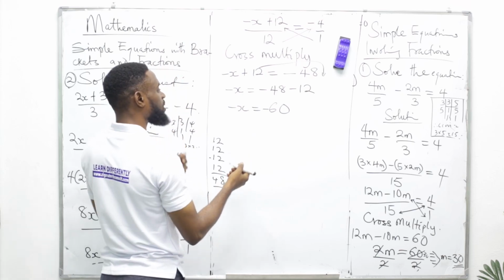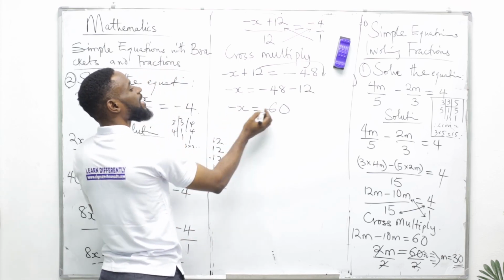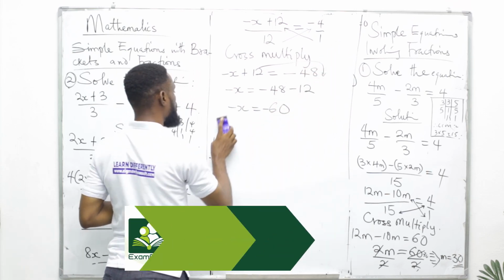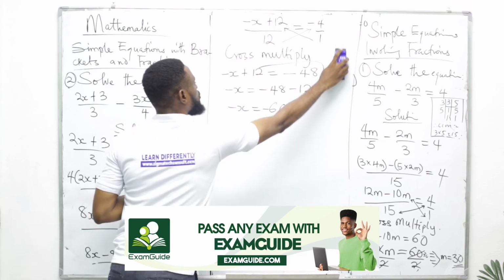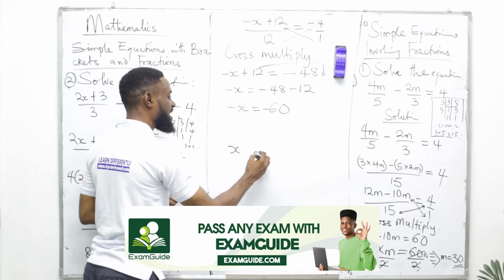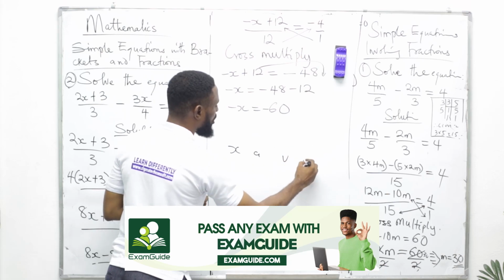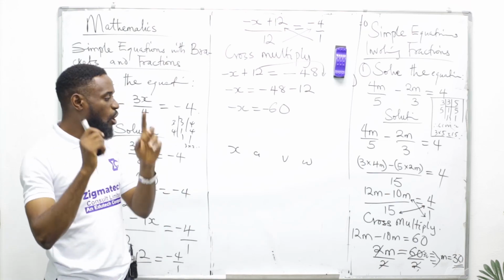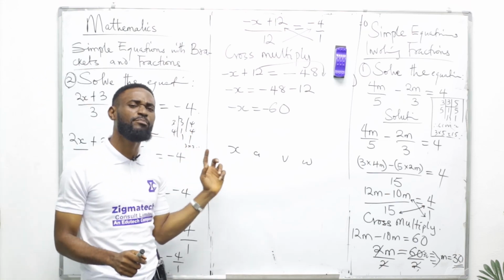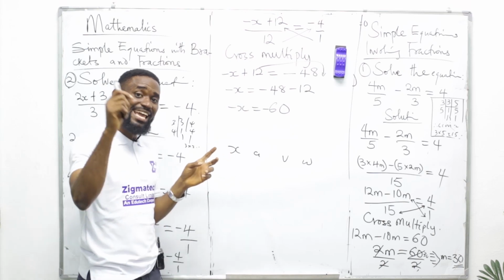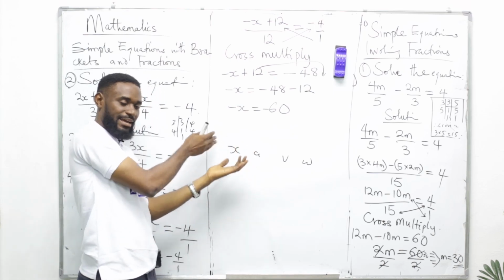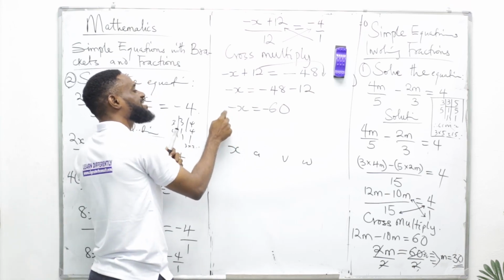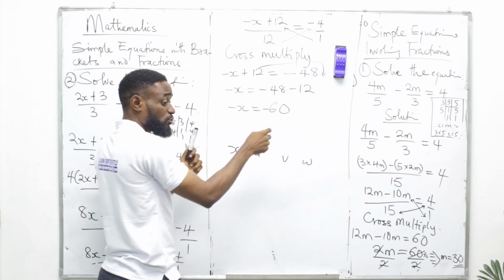So what do we do now? Because there is a negative sign here and there is a negative sign here, we can divide both sides by the coefficient of x. Hope you know that the coefficient of x there is minus 1. The coefficient of x here is minus 1. x, a, v, w, any of these alphabets that represent a number in mathematical terms, always know that there is an invisible coefficient. There is an invisible 1 at their back, which is their coefficient. So if we say minus x, it means minus 1x. Do you understand that now?